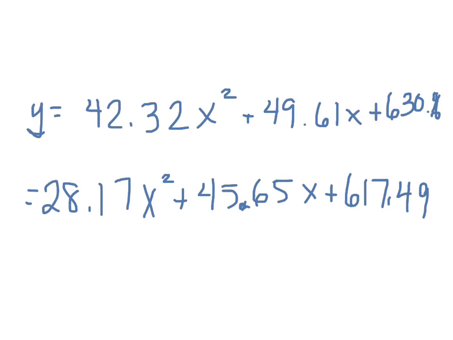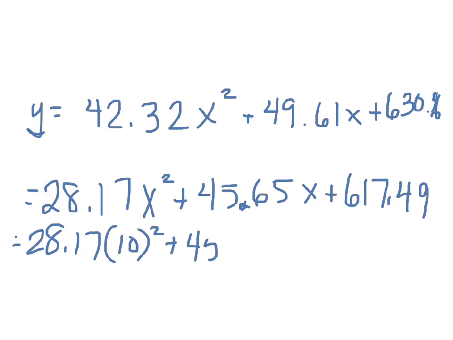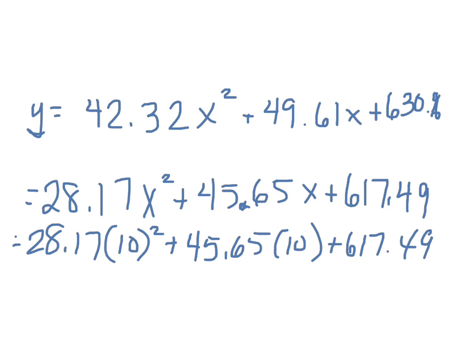Then, use the model to predict the price of gold in the year 2016. What number do you plug in? You plug in 2016? No, it's how many years since 2006? So how many years is that? 10. So what would happen is I would put 28.17 times 10 squared plus 45.65 times 10 plus 617.49, and whatever I get there, that's my answer.